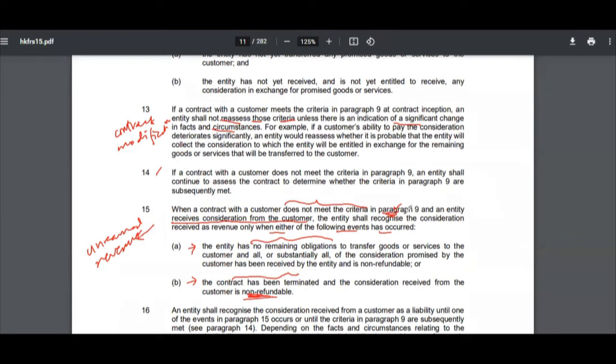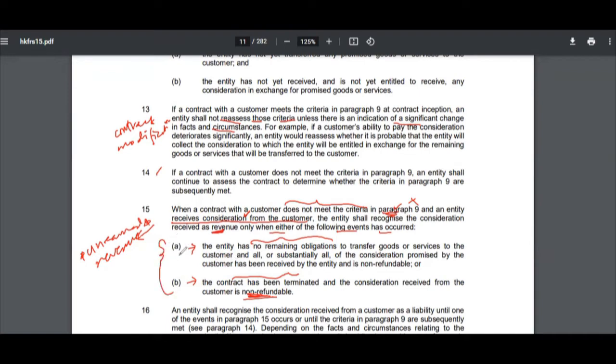The criteria for the contract is not met, but the entity has received consideration from a customer, right? So advance payment. Initially, it would be unearned revenue because no services or goods have been delivered, no services have been performed. But at some point in time, the company needs to recognize it as revenue. So when will the company be able to recognize that revenue?